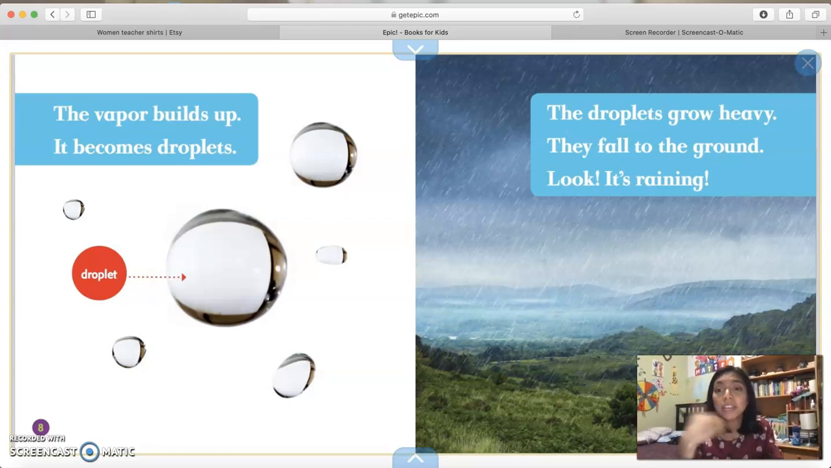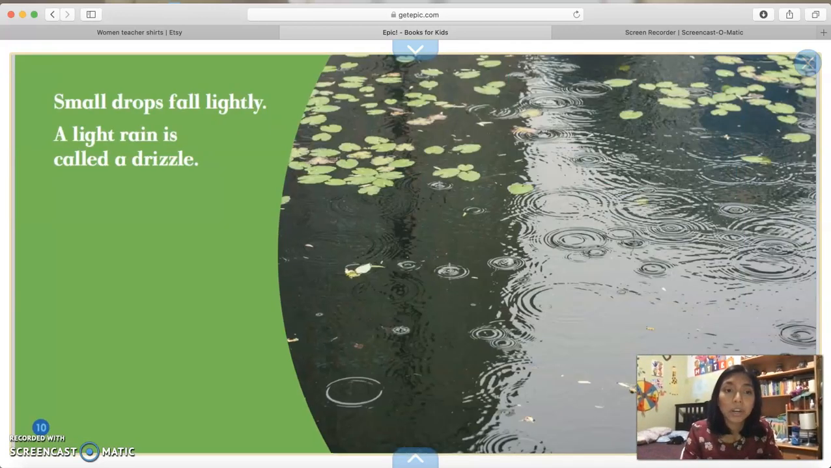But since we're talking about rain, it's all about rain. Okay, so it's liquid water. So small drops fall lightly, and a light rain is called a drizzle. So if Miss Sandra ever says it's drizzling outside, that means that it's raining very lightly, okay? They're not big drops, they're little tiny drops of water falling.